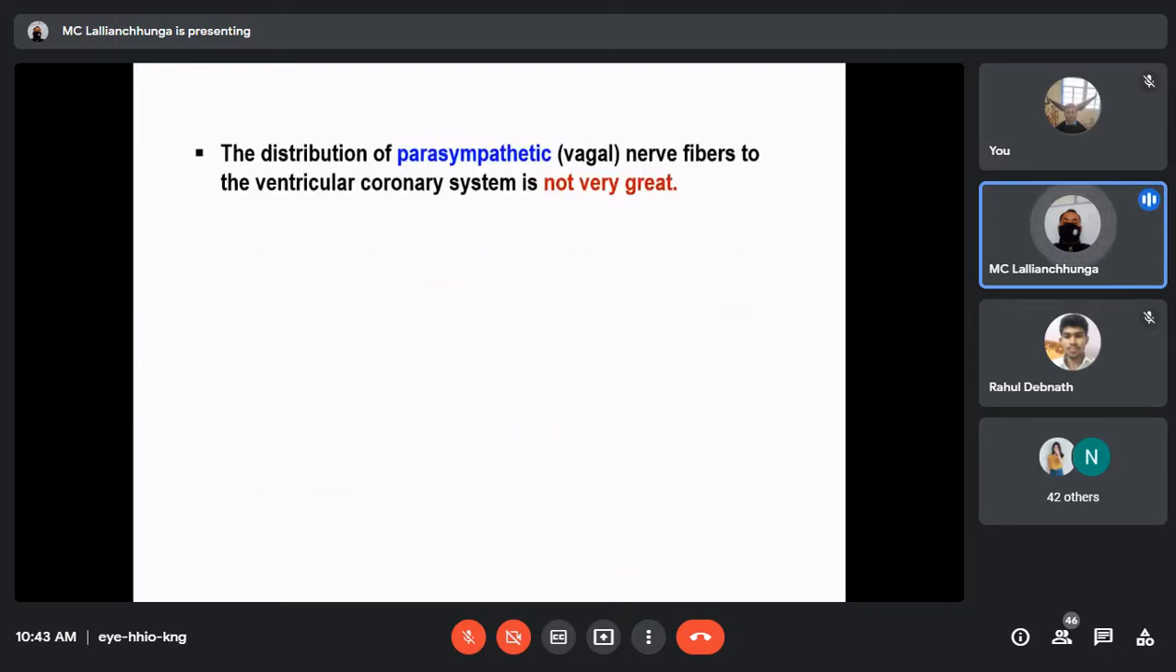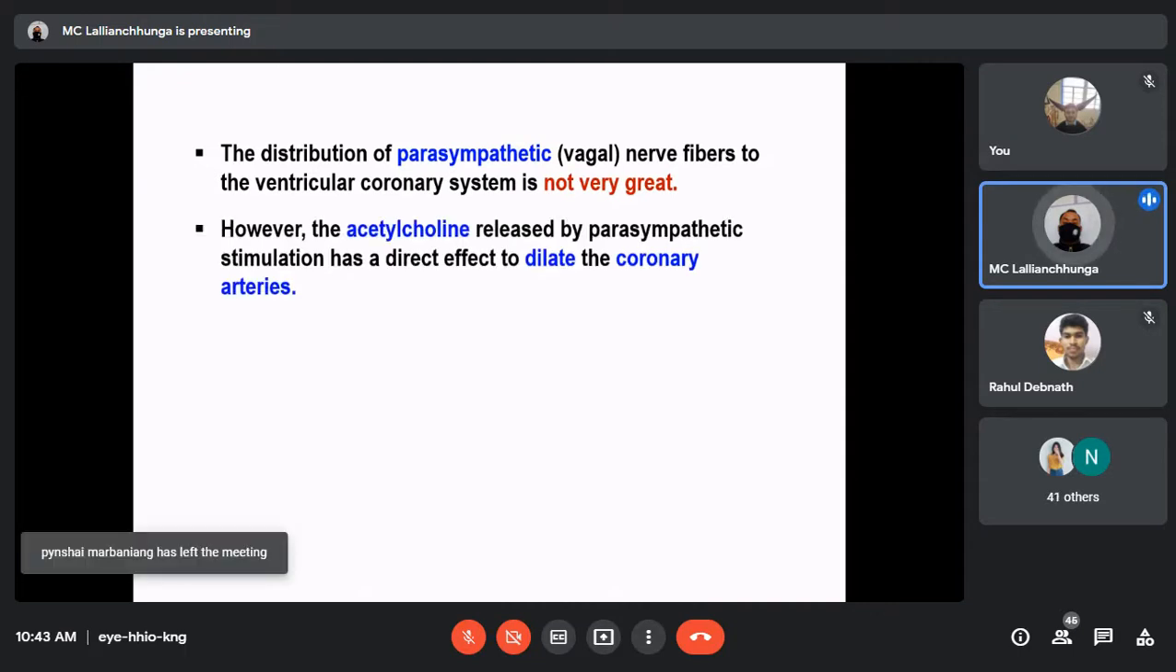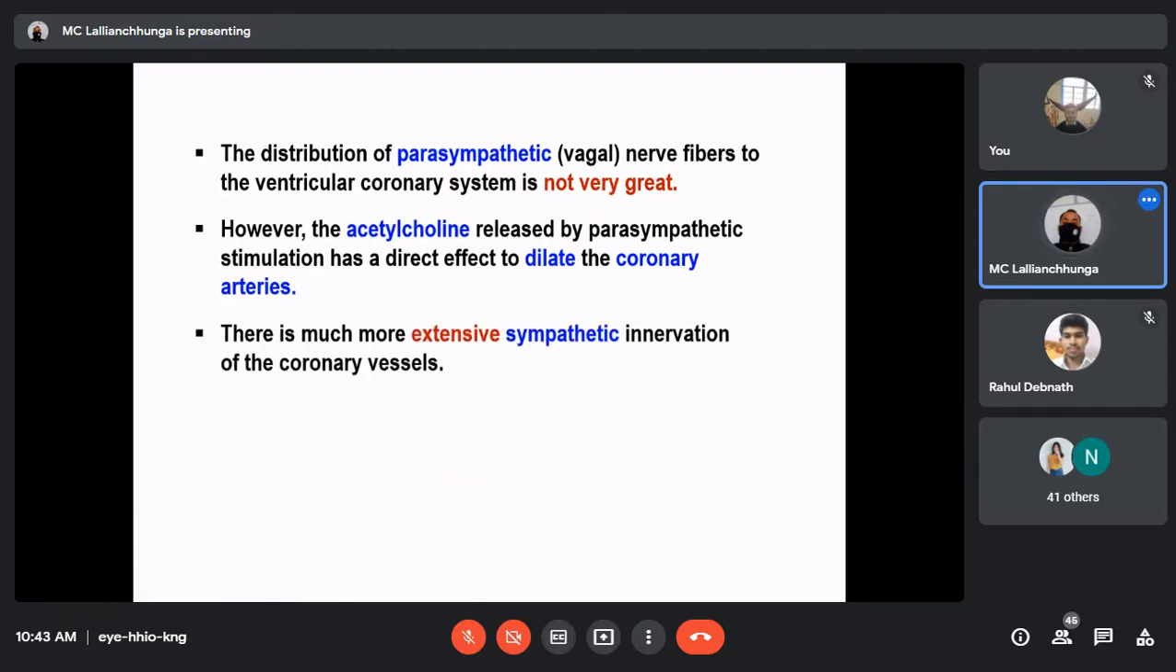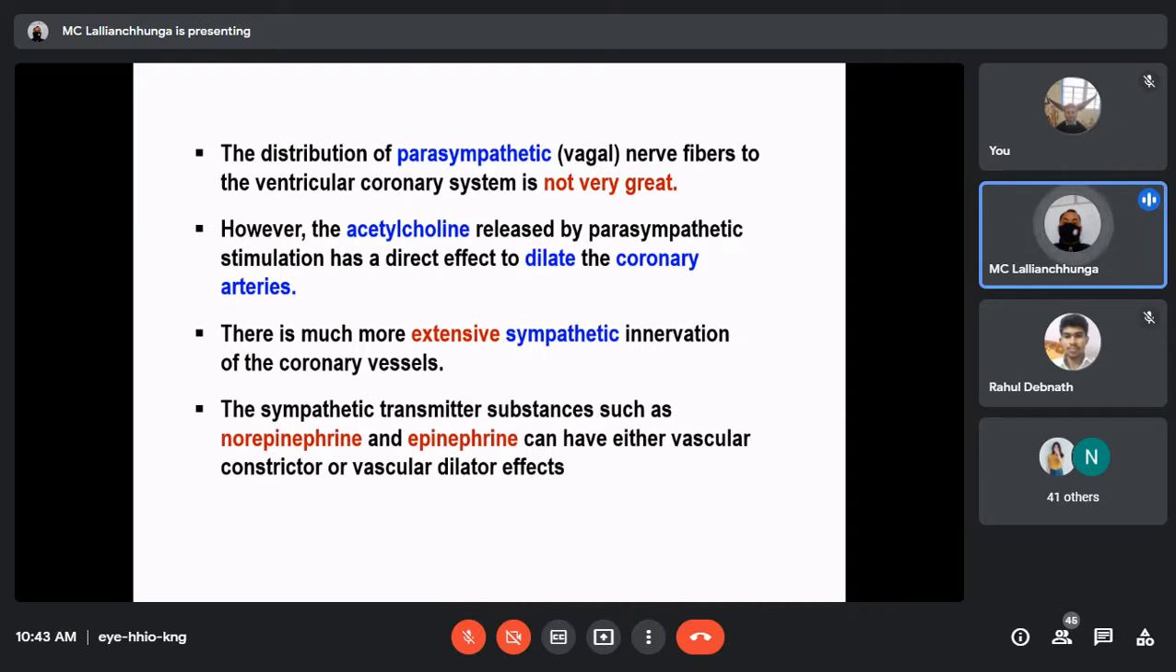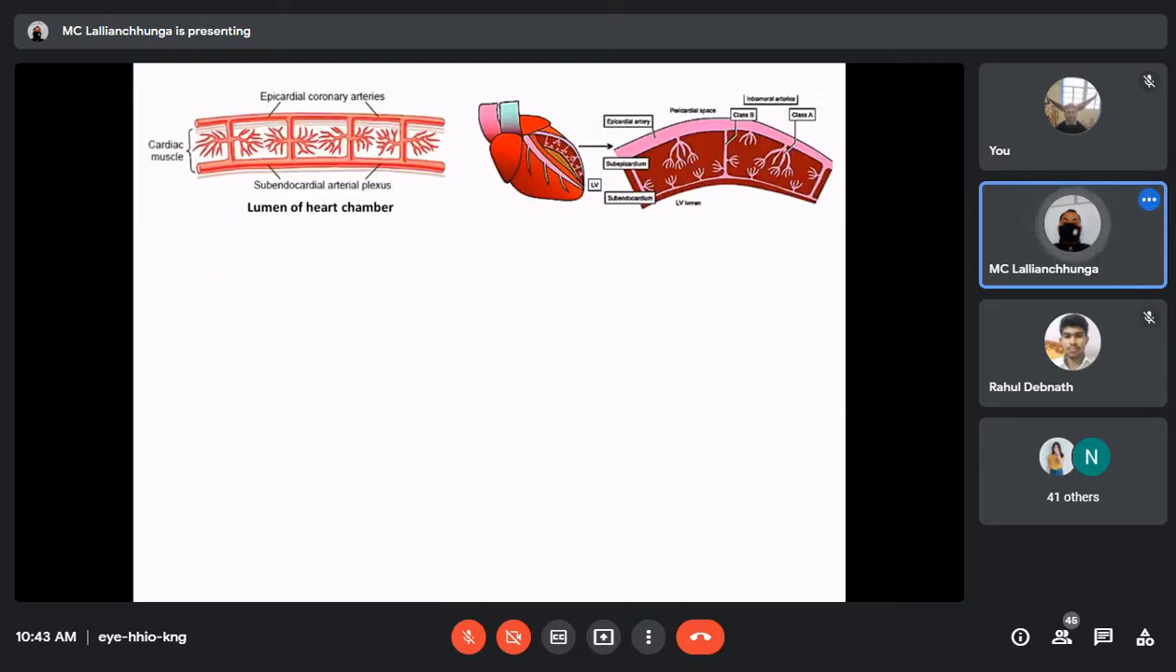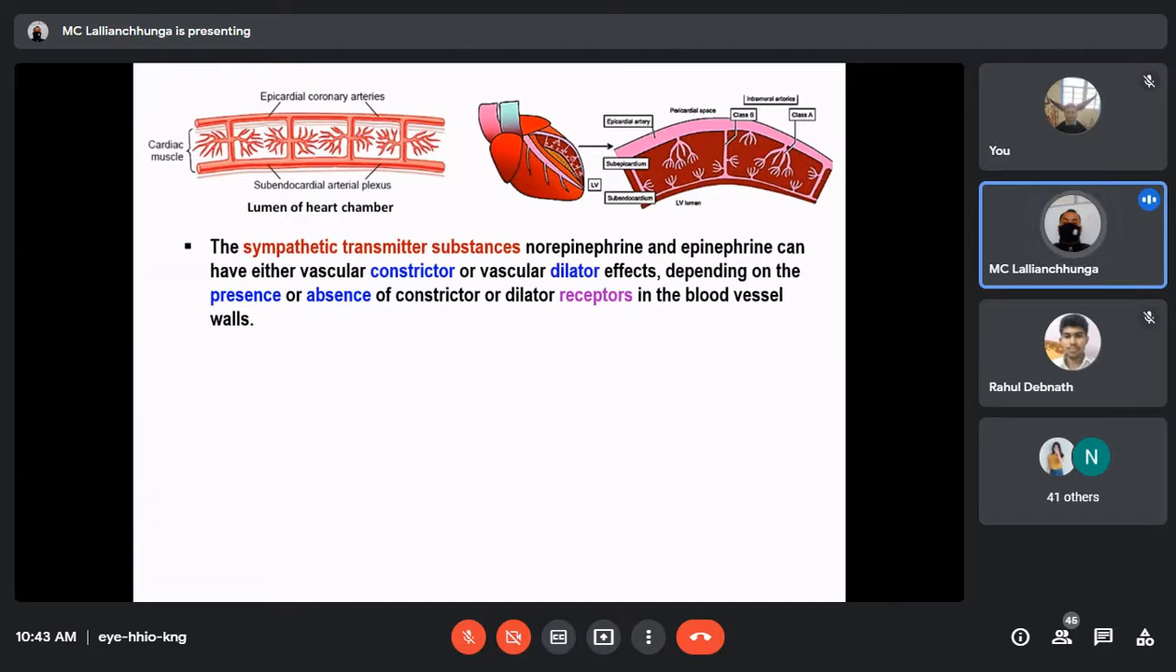The distribution of parasympathetic vagal nerve fibers to the ventricular coronary system is not very great. However, the acetylcholine released by the parasympathetic is simultaneously directed to dilate the coronary arteries. There is much more extensive sympathetic innervation. This we've already discussed long back; all this, we just have to go somewhat fast. The sympathetic transmitter substances such as norepinephrine and epinephrine can have either a vascular constrictor or dilator effect.